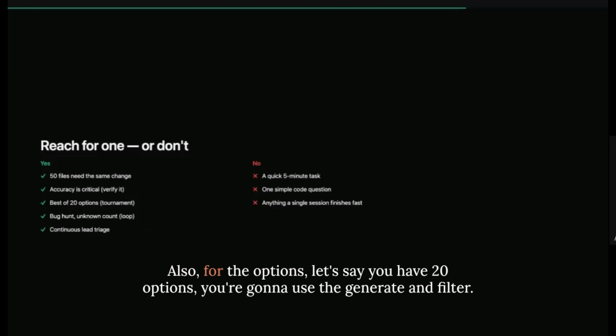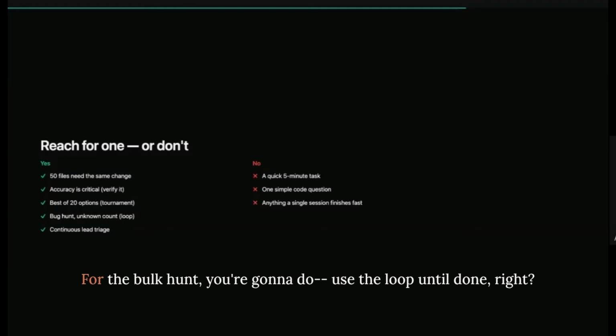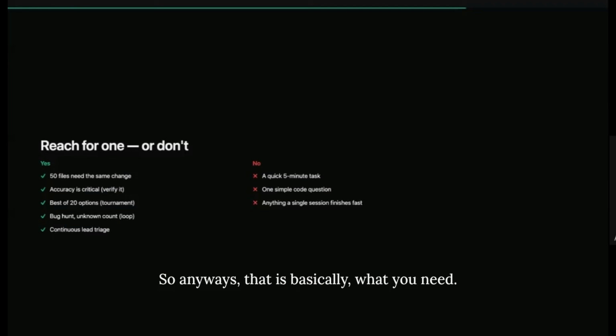Also, for the options, let's say you have 20 options, you're going to use the generate and filter. You're also going to use the tournament. For the bug hunts, you're going to use the loop until done, right? You're going to use the loop until done. So anyways, that is basically what you need.